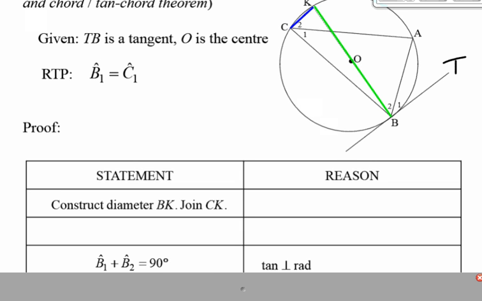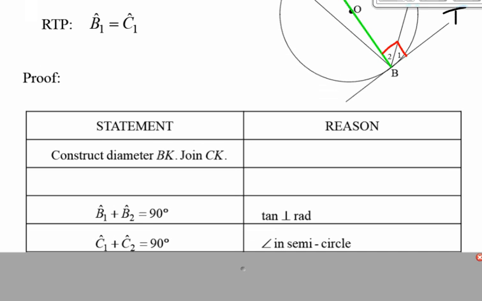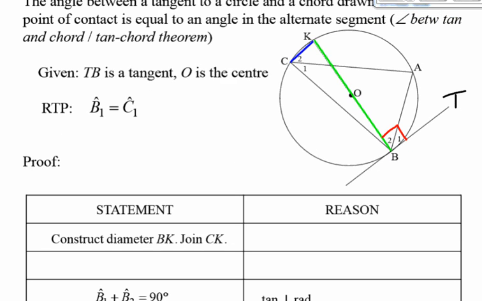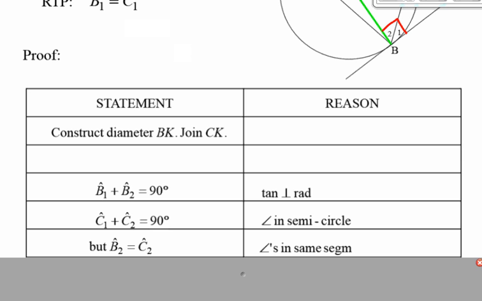Now we know based on that B1 plus B2 is 90 degrees. So this is 90 degrees. Remember from a previous theorem that the tangent is perpendicular to the radius. Now we also know that C1 and C2 adds up to 90 because of angle in a semicircle. So that is also 90 because of angle in a semicircle.